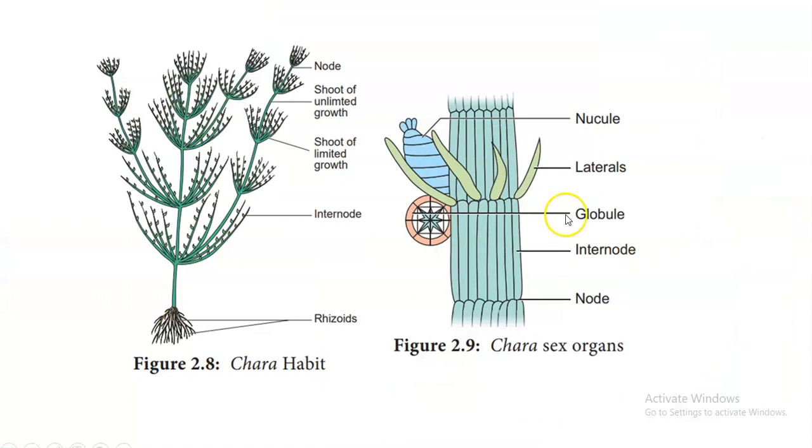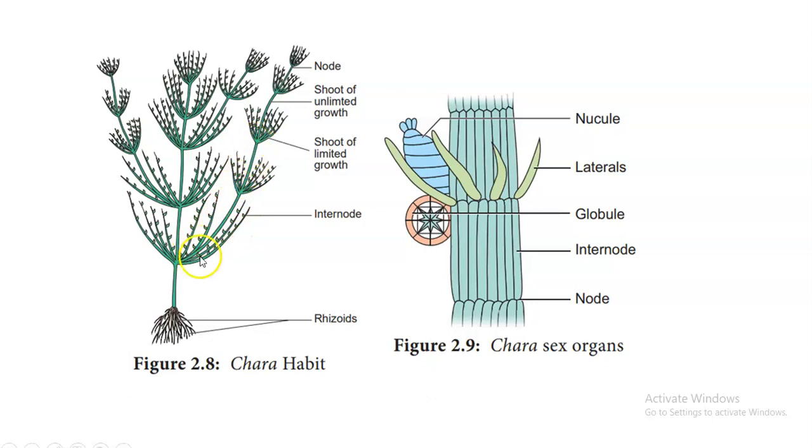To be more precise, this one. Okay, so this is the elongated female reproductive organ or nucleus, and this is the globular male reproductive organ called globule. So this globule can also be called antheridium and this nucleus can also be called oogonium. These particular reproductive organs will be seen in the shoot of limited growth. This is the shoot of limited growth and this is the shoot of unlimited growth.